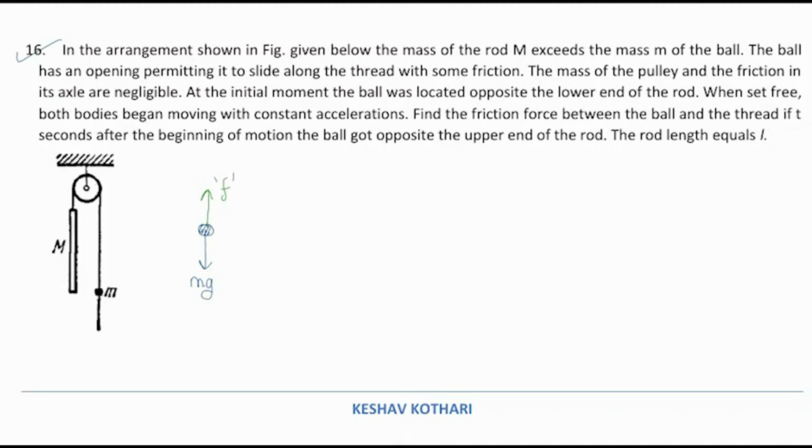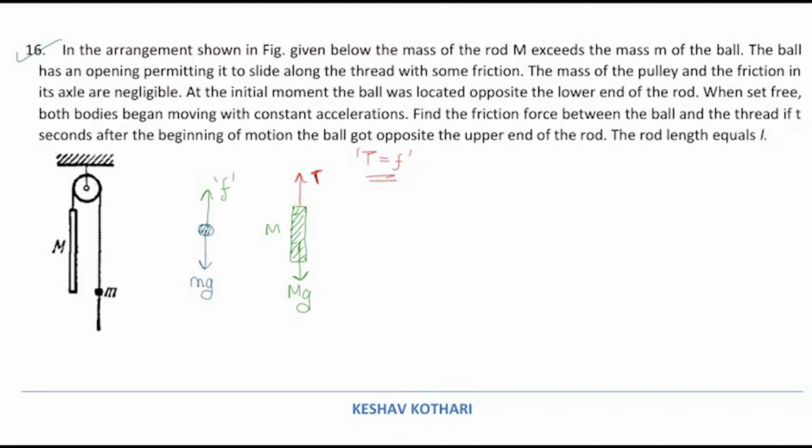The other thing is that the rod on the opposite end, which has a mass capital M and length L, will exert its weight Mg in the downward direction, and a tensional force T will act on it in the upward direction. Now for the system, it is important that T must be equal to F. So we are saying that the tensional force is equal to the frictional force.